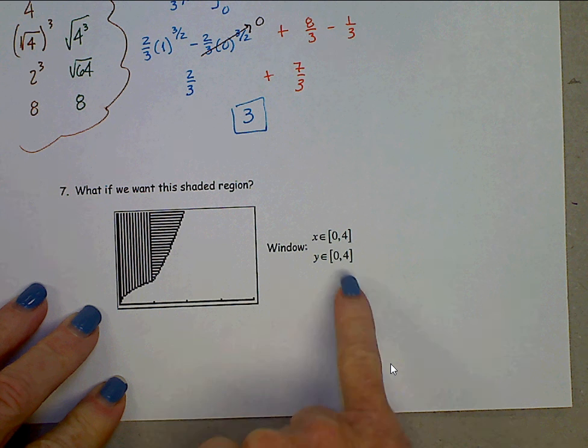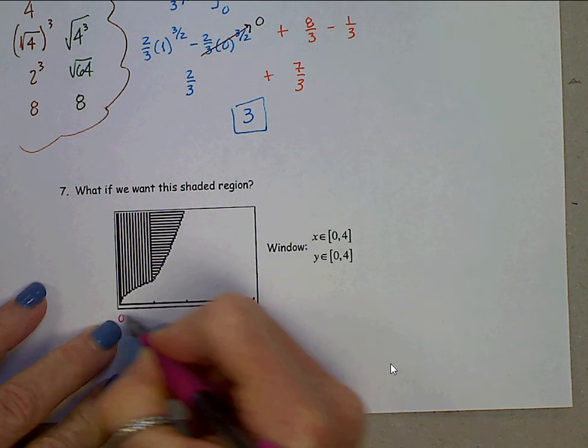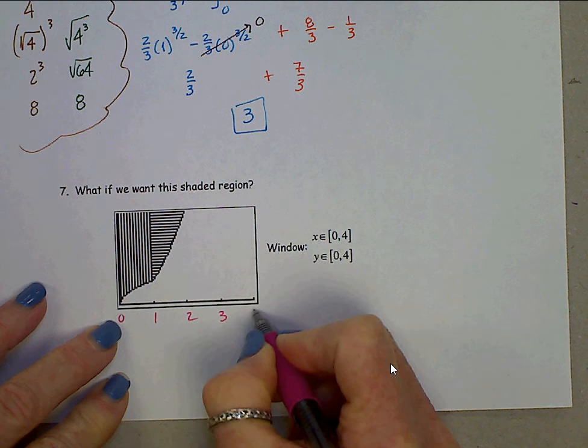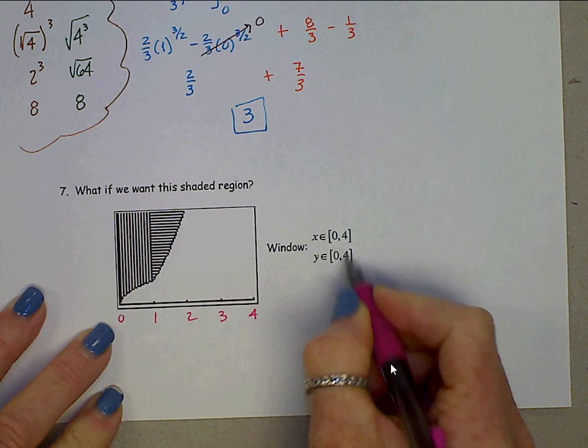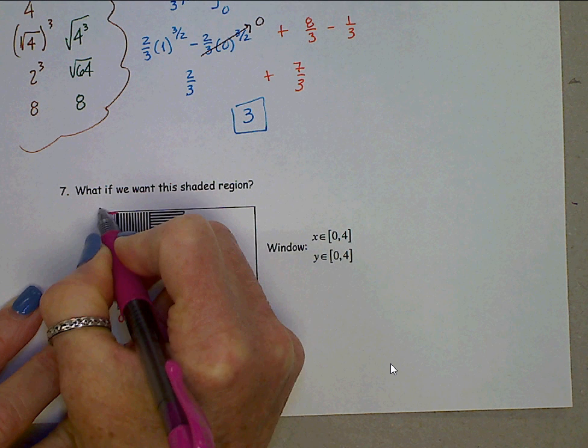All right, going back to this problem, what if we want this shaded region? Notice the window has changed slightly. The x window is exactly the same, but the y is shrunk down, so topping out here at 4.